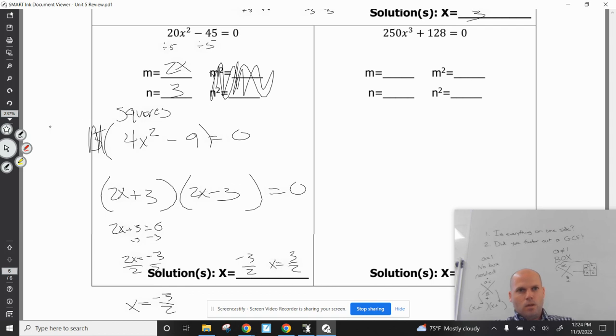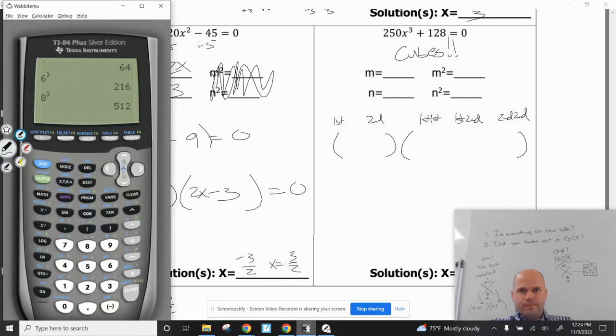All right? Yo, cubes. Smaller, bigger. First, second. First, first. First, second. Second, second. Okay? Okay. 250. I don't think this is going to work. I think we need to divide out a number.